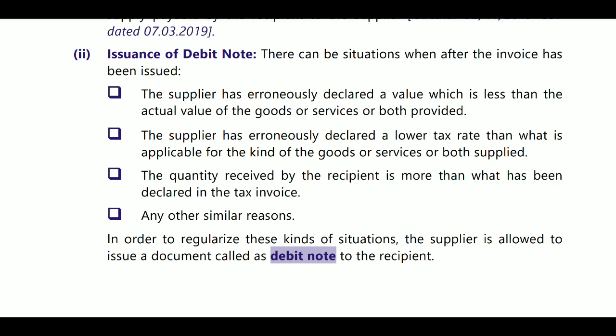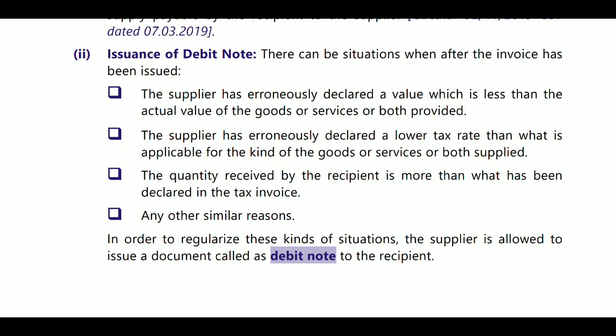credit notes. Here, what is there in debit notes? Taxable value in the invoice less than the taxable value in respect of such supply, or tax charged in the invoice less than the tax payable in respect of such supply. This is related to debit note. And quantity received is more than what has been declared in the tax invoice. Next, any other similar reasons.